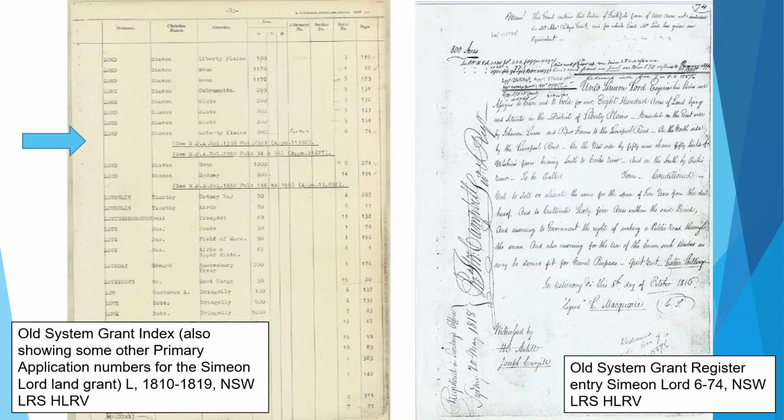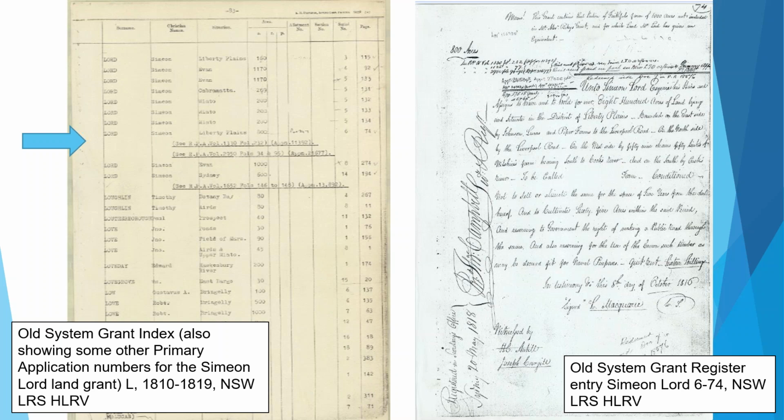Now, I just want to show you back in the HLRV old system, and I'm not talking about the old system very much, but just as a very quick example here, I can go back to the old system grant index. I know that Simeon Lord got this land grant in 1816, so I can go back to the indexes. They're arranged by time period, so 1810 to 1819 is my time period because 1816. L is my letter because of Lord. So I can look up to see if I can find anything about that 1816 land grant.